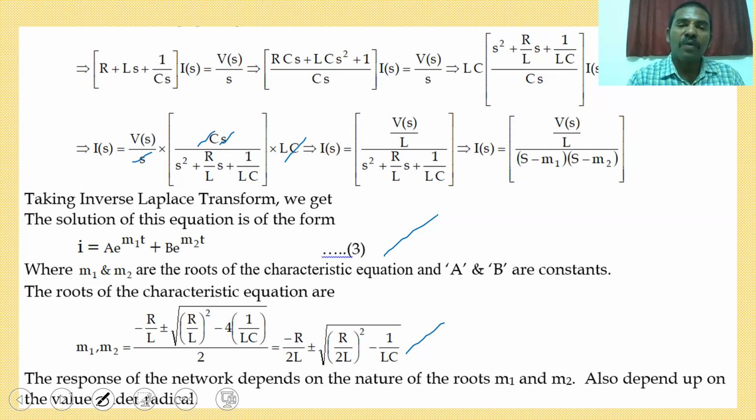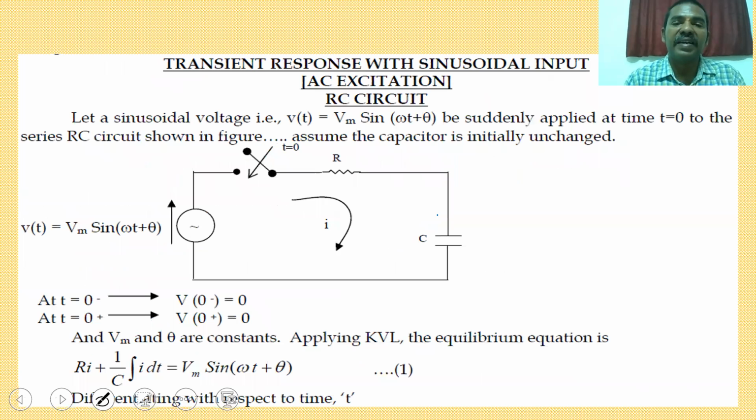Okay, so now we are going for analysis of the RC circuit using AC excitation. In AC excitation, I am taking the voltage V of t is equal to Vm sin omega t plus theta.